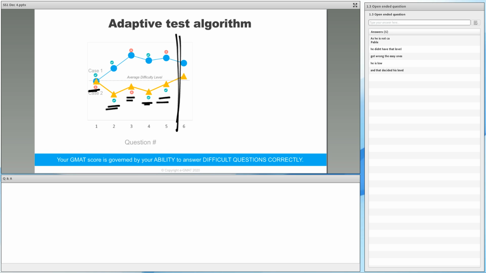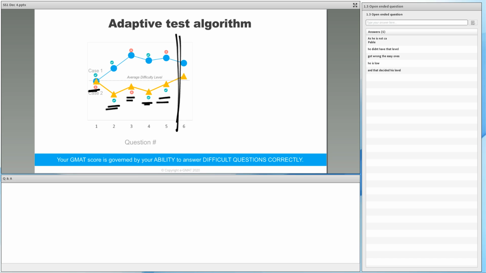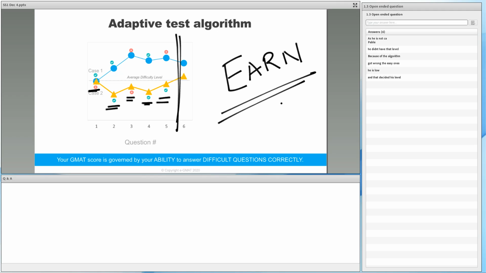And this is a really important realization over here. On the GMAT, you really have to earn that right to solve difficult questions.